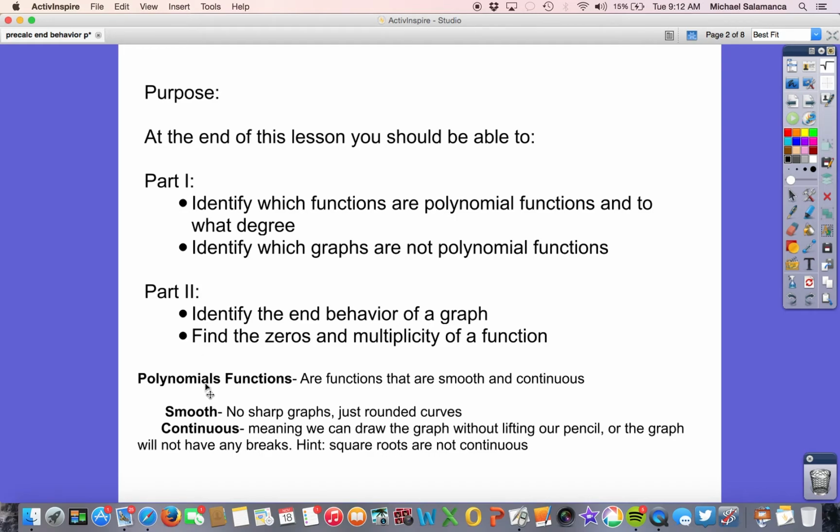So there's a couple things we have to talk about. First of all, polynomial functions refers to functions that are smooth and continuous. To better define what smooth and continuous are, smooth refers to graphs that have no sharp turns, just rounded curves. And continuous means that we can draw the graph without lifting our pencil, or the graph will not have any breaks. Just a heads up, square roots are not continuous.